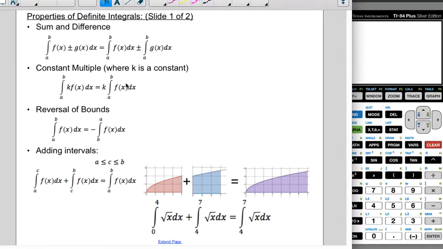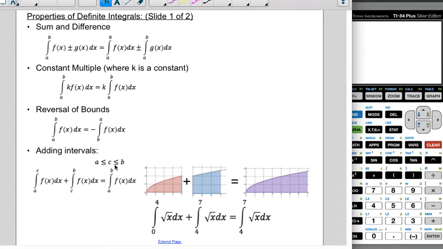If you have a constant multiple, where k is a constant, in front of an integral, you can yank that constant multiple out. So if you have the integral from a to b of some k times f of x dx, you can yank the k out and make it k times the integral from a to b of f of x dx. If you reverse the bounds on an integral, if you switch the bounds from a to b and switch them to b to a, you put a negative in front of the integral.